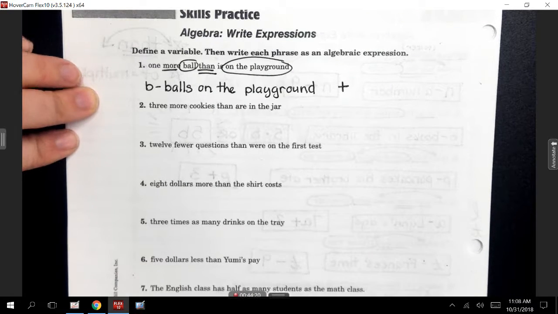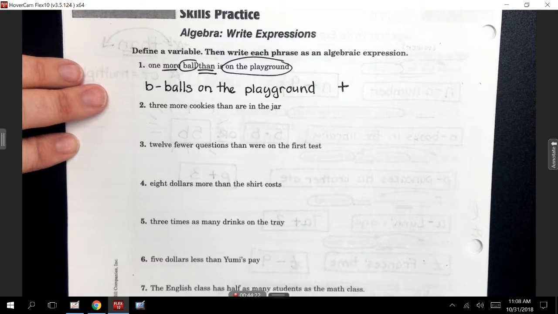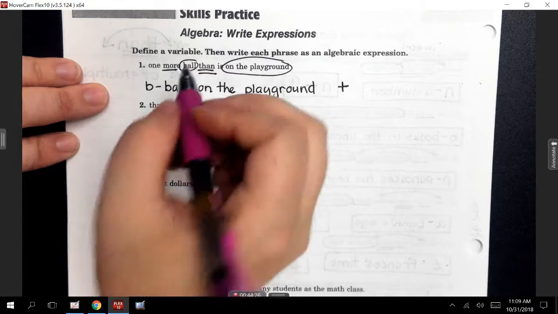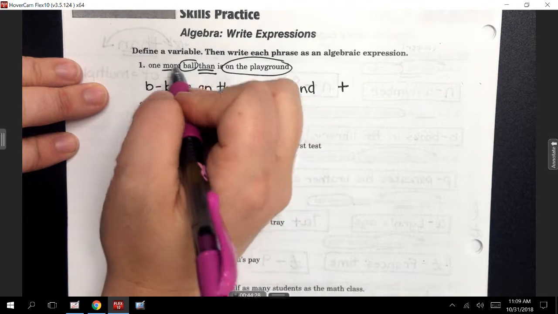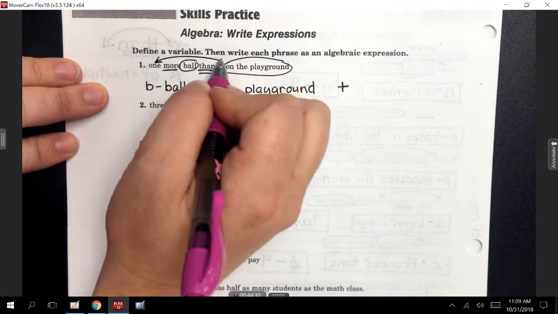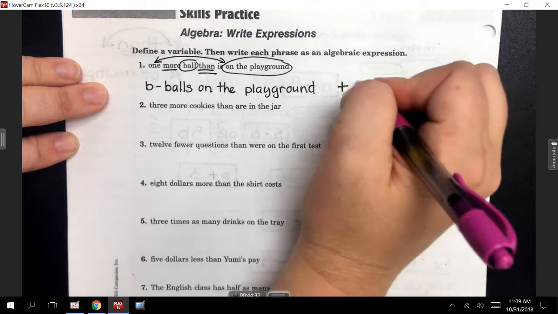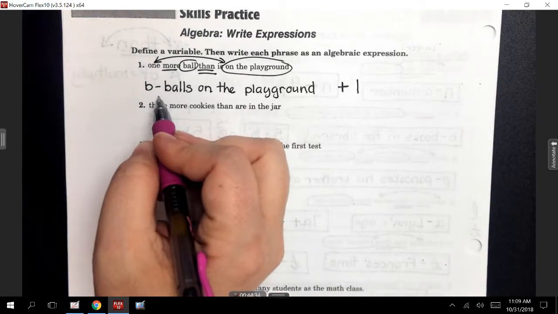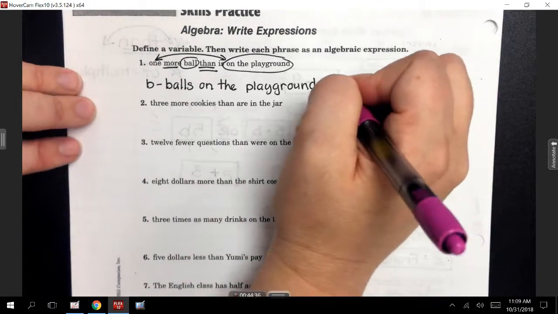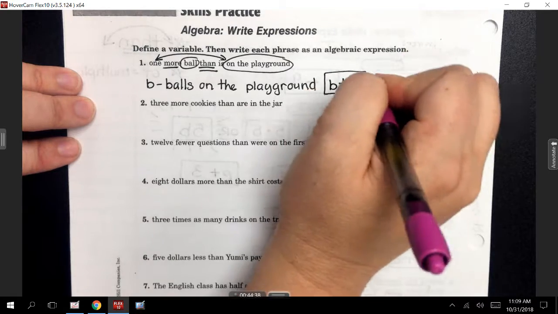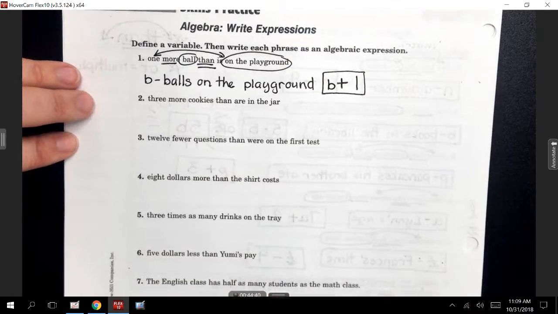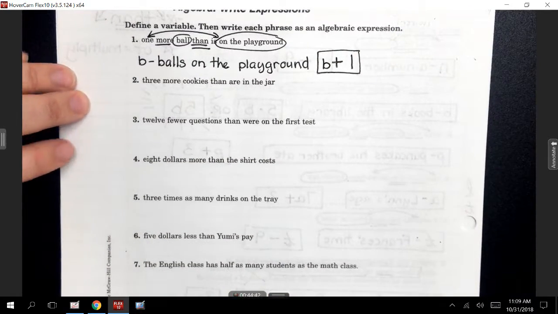Okay, so real quick, Hunter said, would it be 1 plus B? It says than, right? So that 1 has to go at the end, and my B, or the P for playground, is going to go at the beginning. Okay? All right, let's do one more.